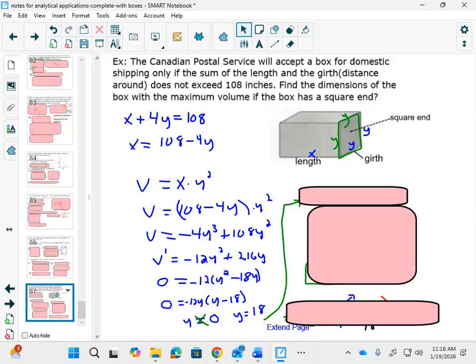Now, you get two answers. You get y equals 0, and you get y equals 18. How come I knew to put an x through y equals 0?